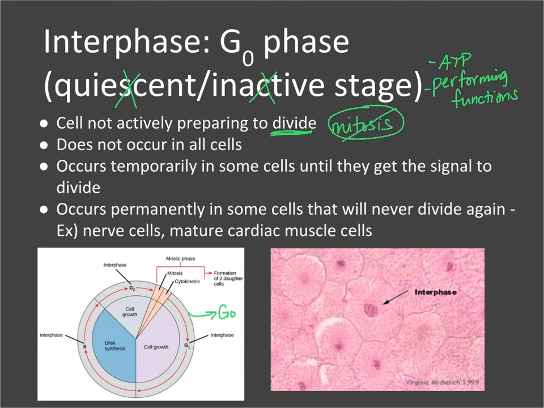Now this G0 phase does not occur in all cells. So some cells never go into the G0 phase, and so they're constantly replicating. Some cells go into the G0 phase temporarily, meaning that they might stop preparing to divide for a little while until they get the signal to start dividing again. And then some cells go into the G0 phase permanently, meaning that once they are produced, they will never divide again. And that's true of things like nerve cells and mature cardiac muscle cells.